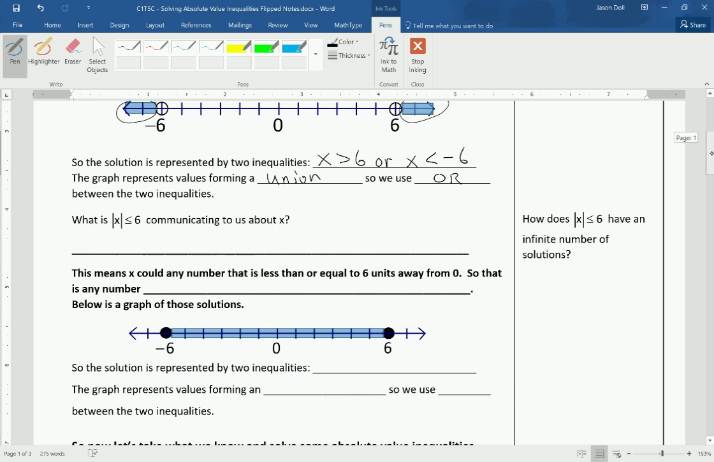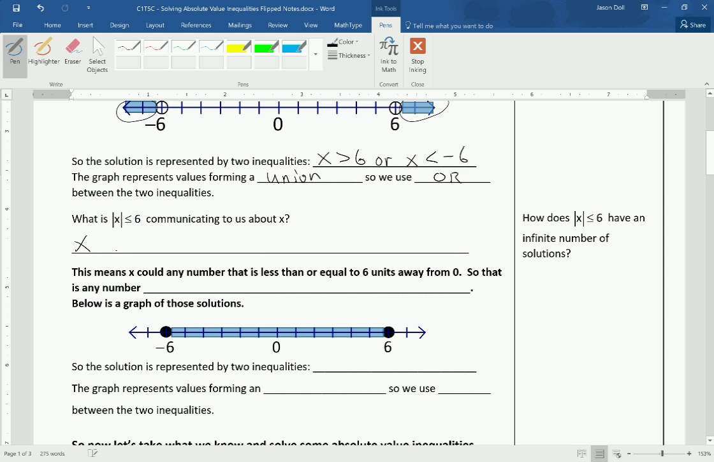All right, so let's look at a different one here. What is this second one communicating? It's saying that x is less than or equal to 6 units away from 0. So again, what numbers could that be? Well, that could be 5, 4, 3, 2, 1, 0, -1, -2, -3, -4, -5, and of course all of the decimals that are in between all of those integers. But if you notice, one more number we can add to the list because it's equal to could also be 6, and it also could be -6.